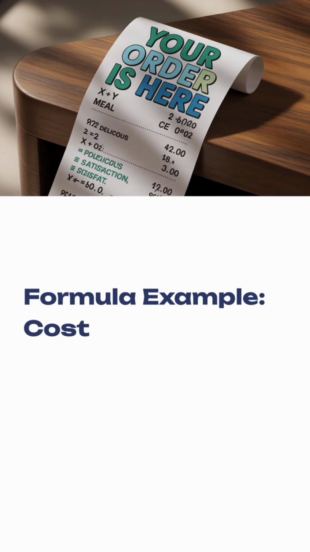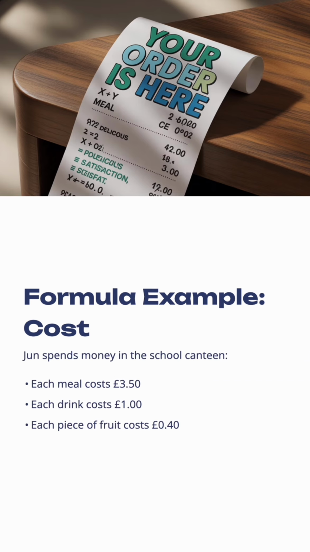Formula example. Cost. Let's see this in action with a practical example. Jun spends money in the school canteen where each meal costs £3.50, each drink costs £1, and each piece of fruit costs 40 pence. Our formula becomes C equals 3.5M plus D plus 0.4F, where C is total cost, M is meals, D is drinks, and F is fruit.